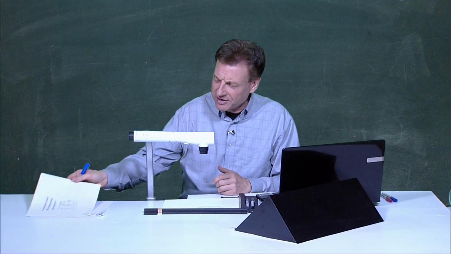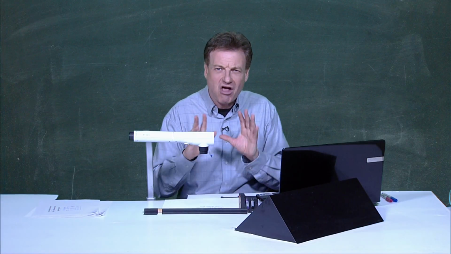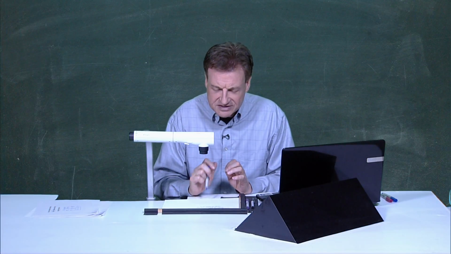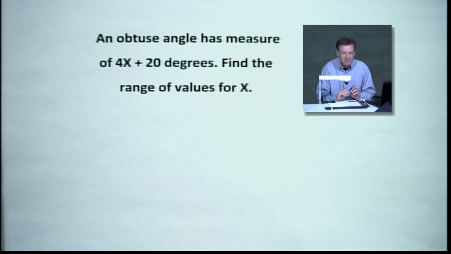So you say, well, Ernie, what are we going to do with the obtuse? It sounds like obtuse had a lot of values too. Yeah, there were a lot of ways to have obtuse angles. So let's take a look at this one. Let's see what we've got here. An obtuse angle has the measure of 4x plus 20 degrees. Here we want to find again the range for the values of x.